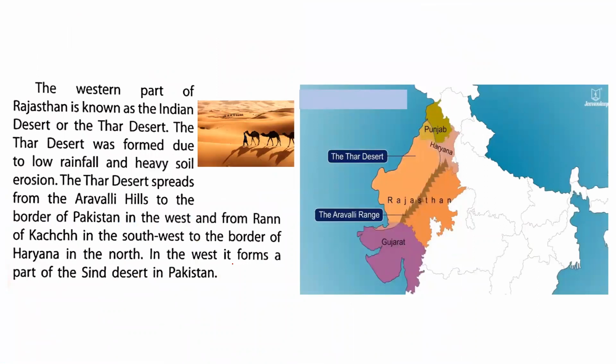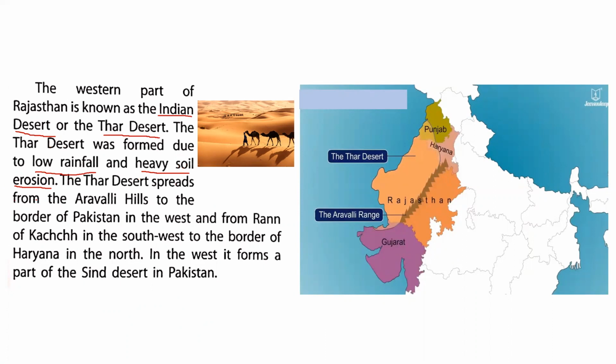The western part of Rajasthan is known as the Indian Desert or the Thar Desert. The Thar Desert was formed due to low rainfall and heavy soil erosion. Removal of topsoil is known as soil erosion.